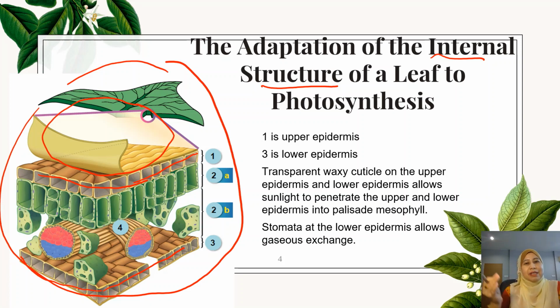This will allow the sunlight to penetrate the upper and the lower epidermis, going to the palisade mesophyll. Actually palisade mesophyll is labeled 2A. We are going to see it in the next slide. And at the lower epidermis, you can find stomata. Stomata allow gaseous exchange.